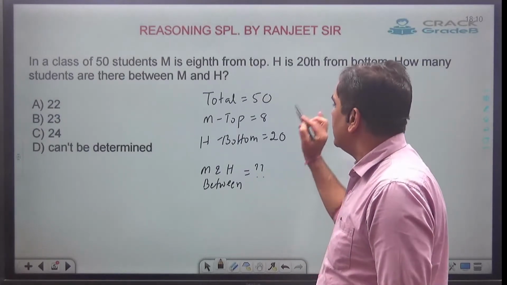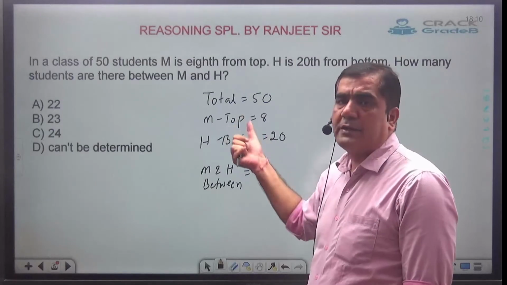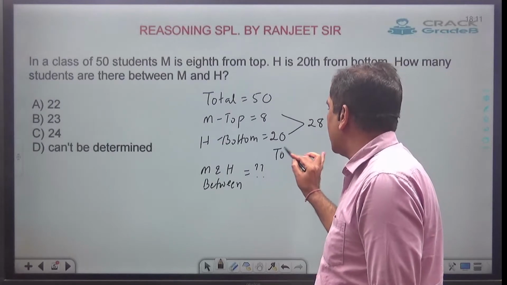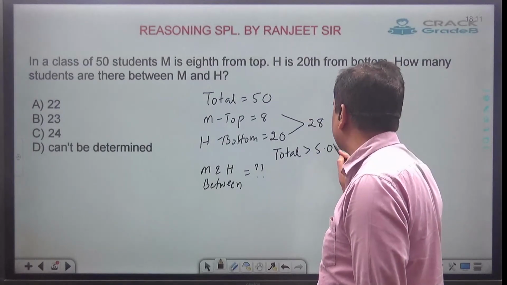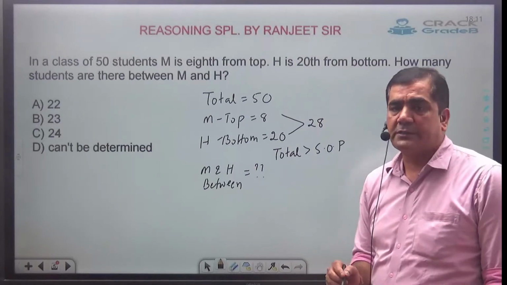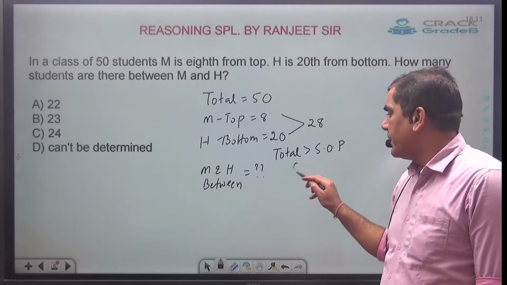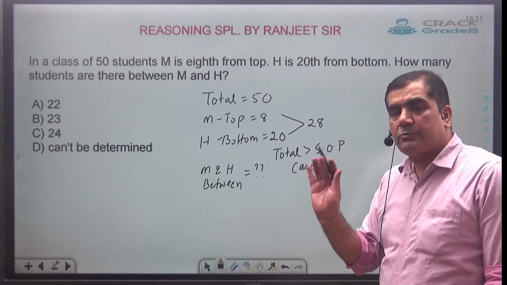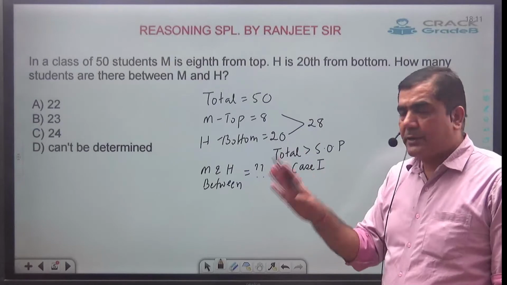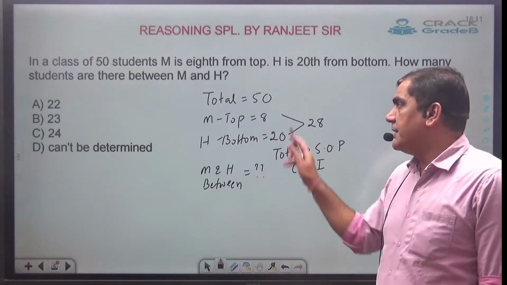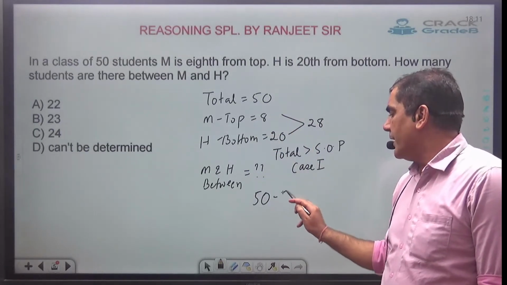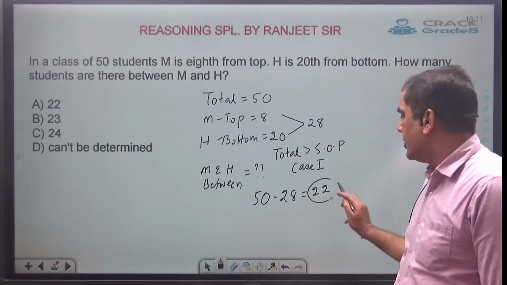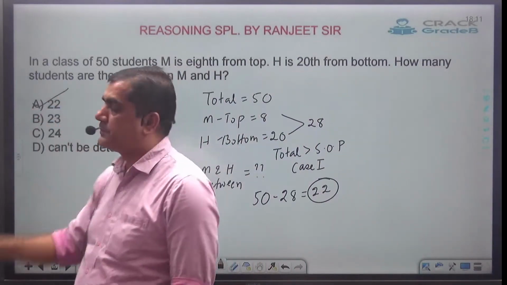So how to get the answer? See, whenever one position is given from top, another from bottom, simply add these two numbers, comes out to be 28. Now here I can see total is greater than sum of positions. SOP stands for sum of positions. And if total is greater than sum of position, that will be case number 1. And in case number 1, my simple answer will be subtract smallest from the highest number. So highest number is what? 50, and smallest is 28. So 50 minus 28 comes out to be how much? 22. So answer should be 22. So A is the answer.